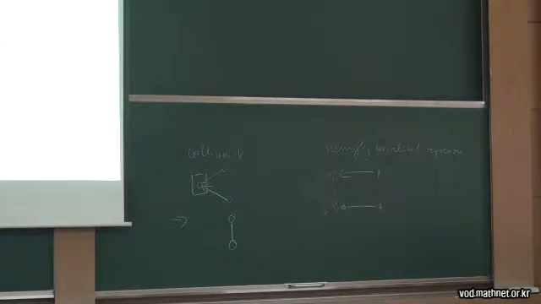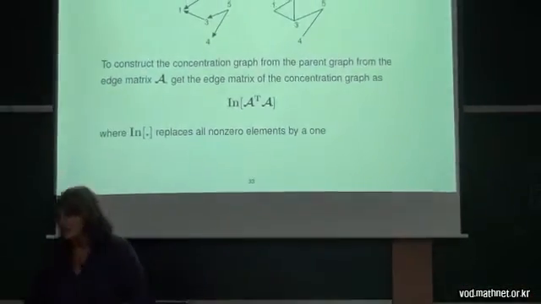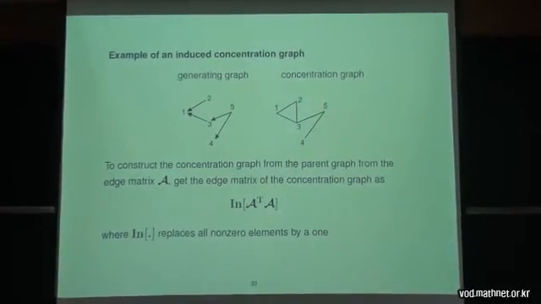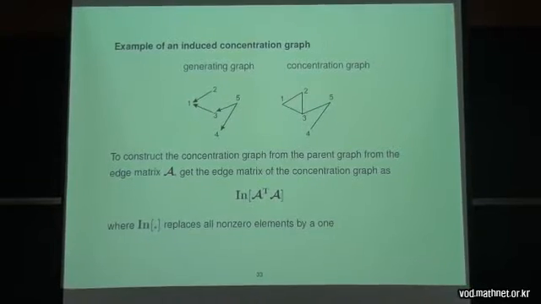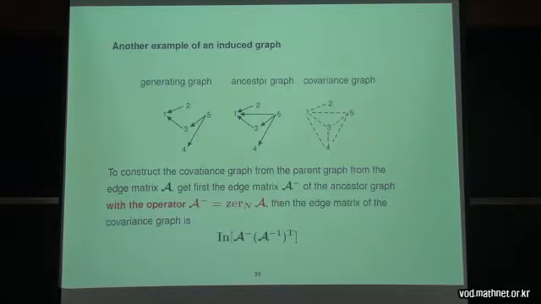Now, when this gets complicated, I don't want to do that by hand. You don't have to do it by hand. You use this edge matrix, and the edge matrices you can multiply together. You take the transpose times A, and then you take the indicator. You change every element that is not 0 into a 1. That's beautiful, simple, nice. And by the way, there is a package in R that does it also for you.